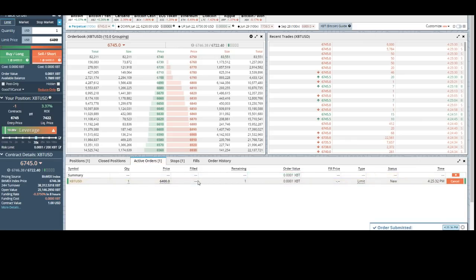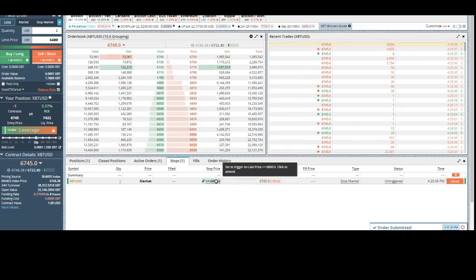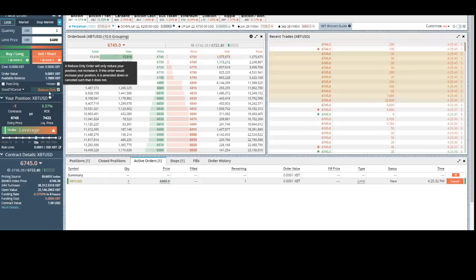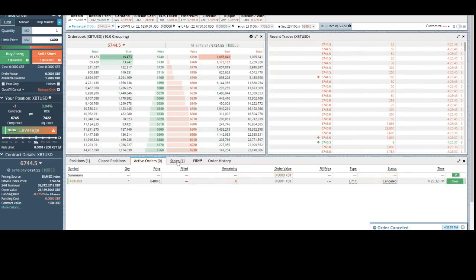Why do we need reduce only? We need reduce only because if your stop loss gets triggered and the price comes back down, then you will open a fresh long. But if you have reduce only checked on, you will not open a long position. It'll just cancel automatically. So that's when we use reduce only.